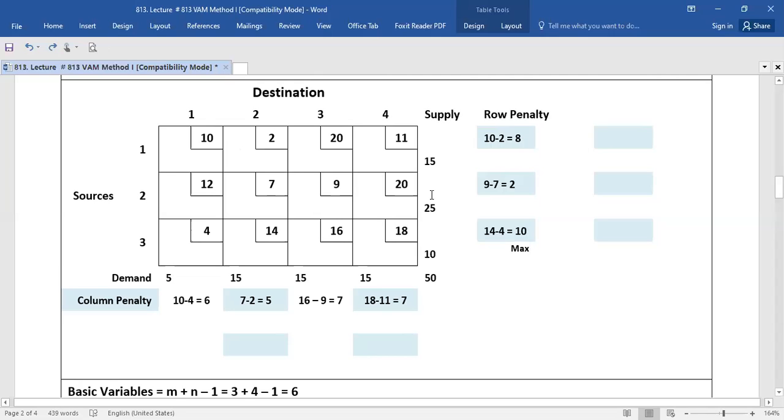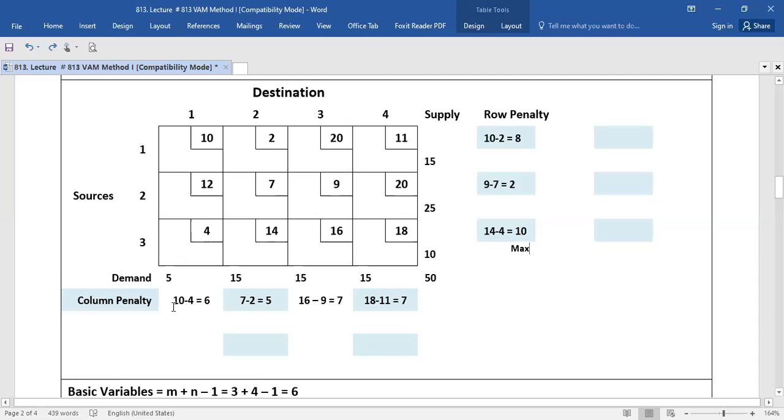In the second row, in the similar fashion, you will find the smaller 2 costs. These are the 2 smaller costs in this row. So the difference 9 minus 7 is equal to 2. In the similar fashion, in the third row, you see that 4 and 14 are these 2 smaller costs. The difference 14 minus 4 is equal to 10.